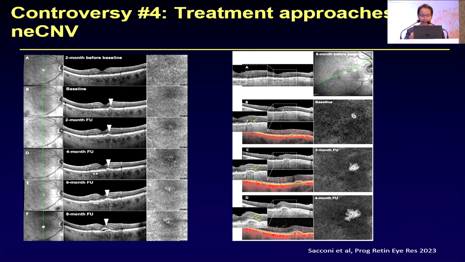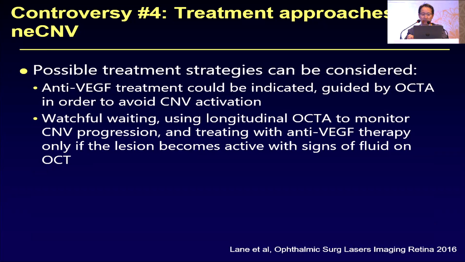Here are some examples with progression on the left side. They did OCT and OCTA every 2 months, and at the 8th month follow-up, you can see exudation started to develop. On the right side, the eye also initially didn't have any MNV, and then at baseline you can see this lesion, and 4 months later it developed exudation. So one strategy is to use regular anti-VEGF injections to prevent this, or the other is to just observe them and treat if there's exudation.